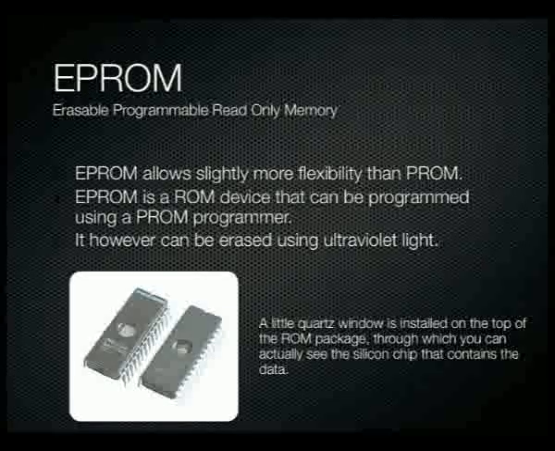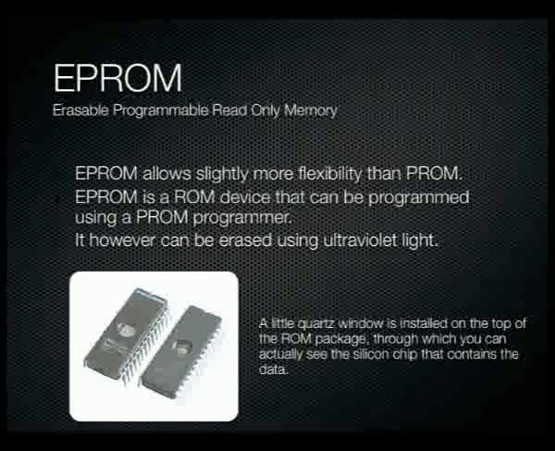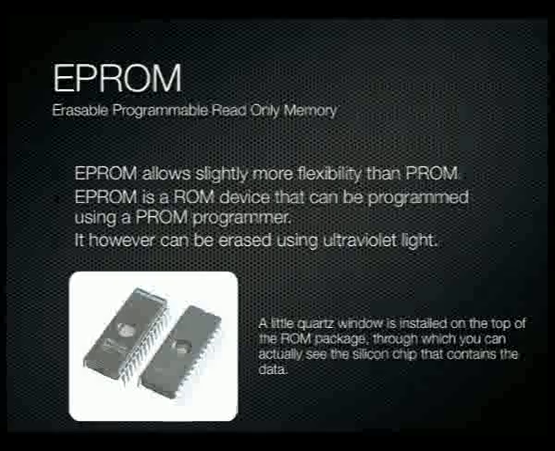However, the beauty of the EEPROM is that we can erase it using ultraviolet light. You can very easily recognize an EEPROM device because it has a little quartz window in the top of the IC carrier. You can look through the little window and see the silicon wafer inside the carrier. That little quartz window allows us to see the chip, and we can use it to erase the chip using ultraviolet light.